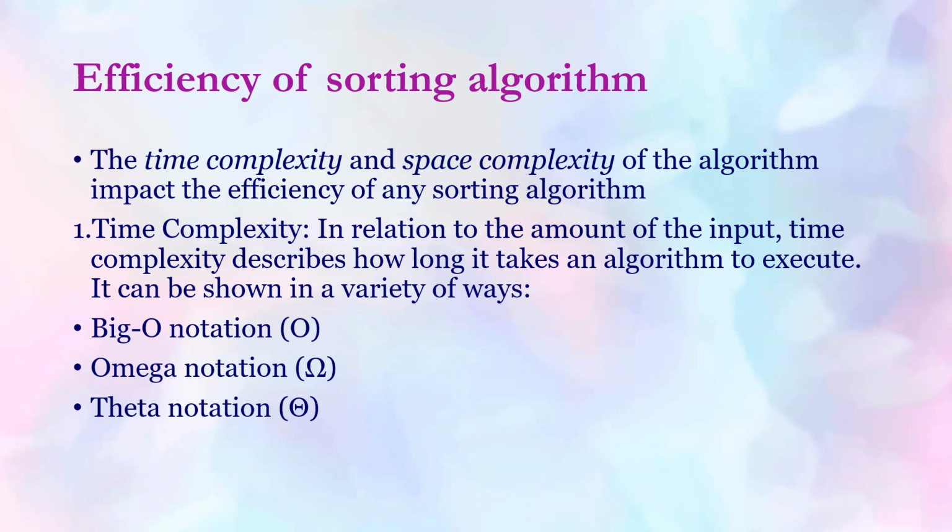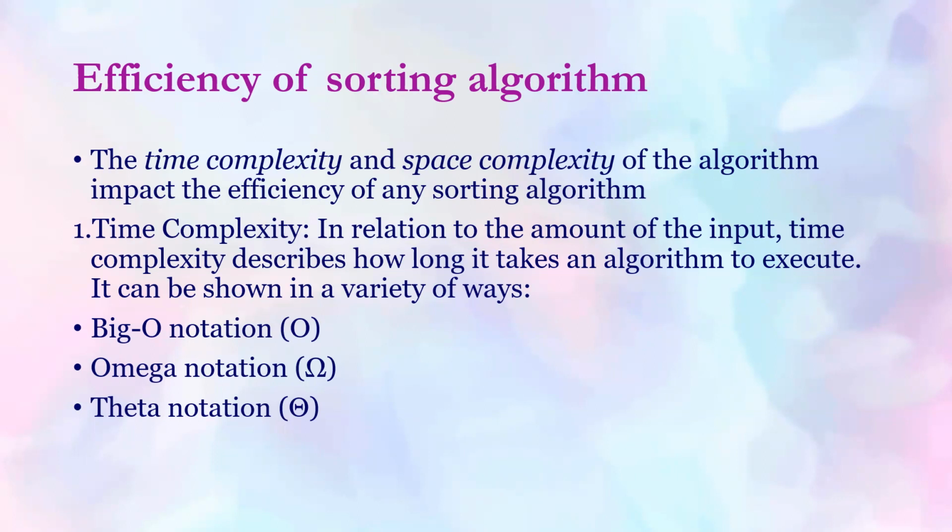Now, generally, any sorting algorithm is given by two important efficiency metrics, which we call time complexity and space complexity. I'm sure that all of you are definitely aware of these two things. So, what do we mean by time complexity? Depending on the amount of input that we are giving, how much time at maximum it can take to execute an algorithm. This is what you call time complexity. Let me read the definition for you. In relation to the amount of the input, time complexity describes how long it takes an algorithm to execute.